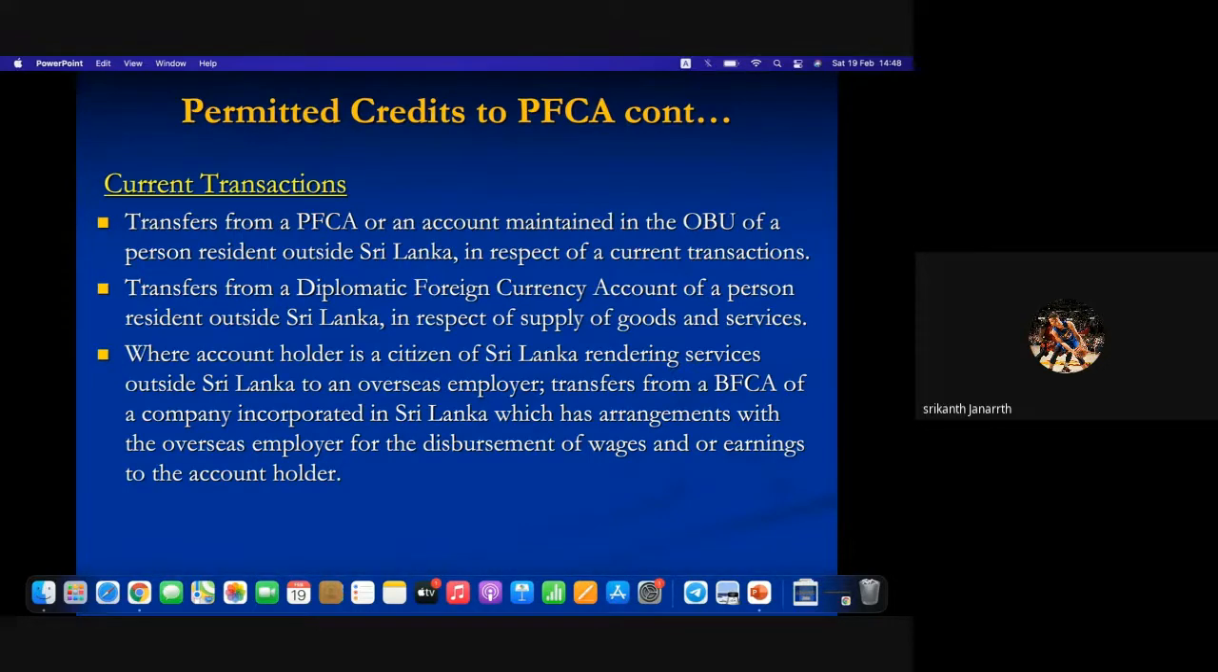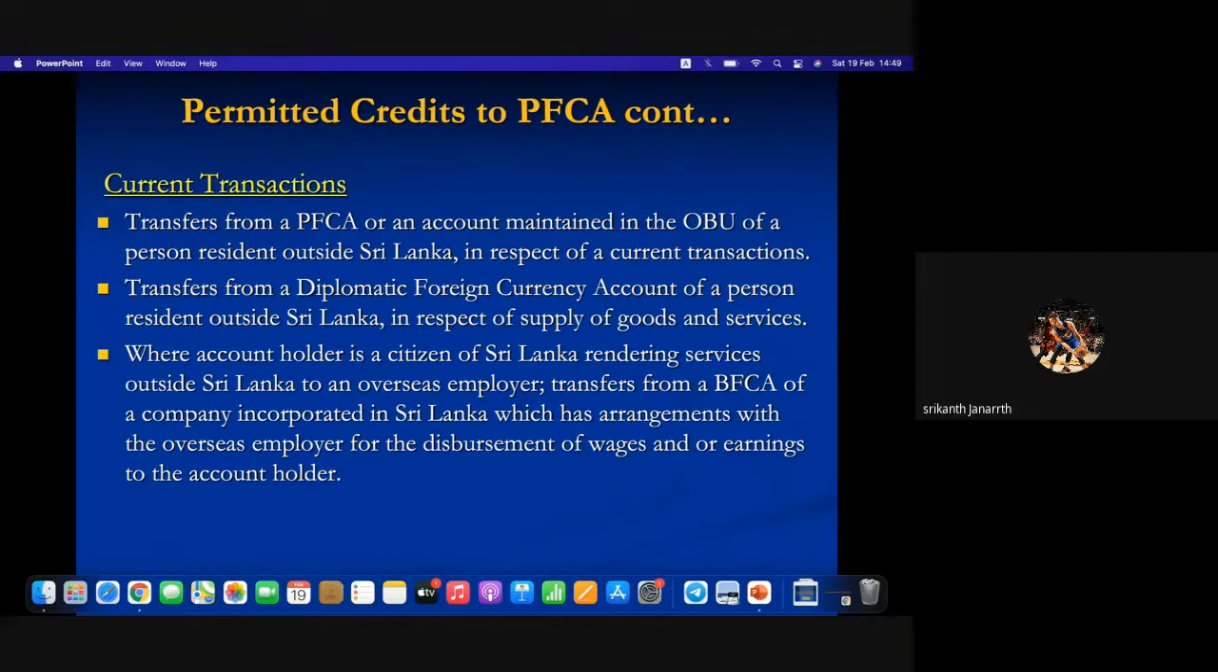Now, do you know what a diplomatic foreign currency account is? These are people who are here representing their country. Let's say the Chinese ambassador here in Sri Lanka can maintain a diplomatic foreign currency account. Remember, though he's here, he's a foreigner and can be treated as a non-resident, because these are diplomatic people representing China. So when you supply goods to those kind of people, funds can come to you from their diplomatic account as a credit to your account, right?